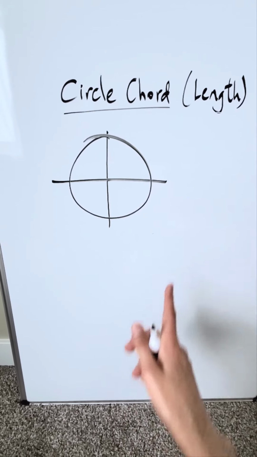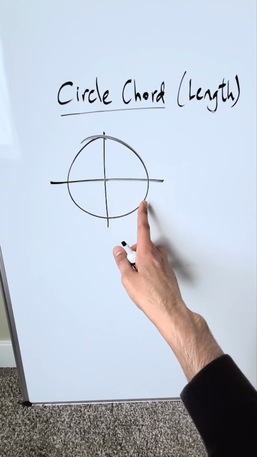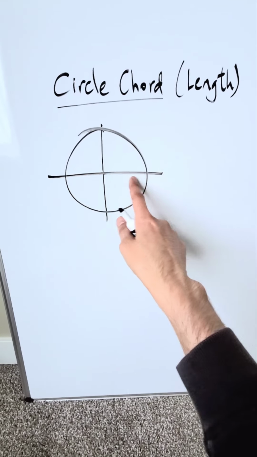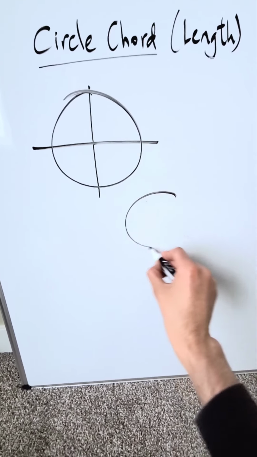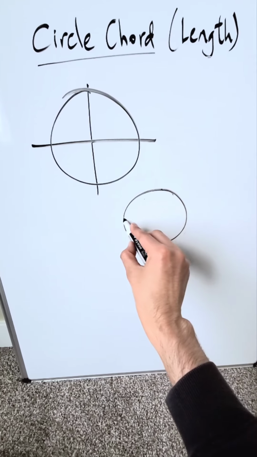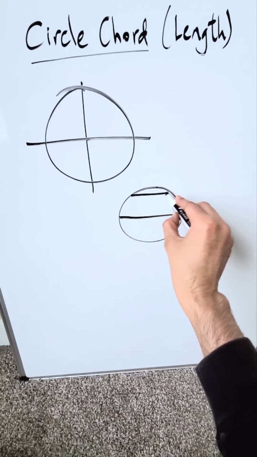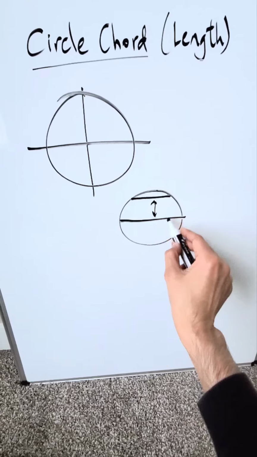What is a chord? It's a segment that goes from one side of your circle to the other side. A diameter is a chord. It's the largest, or the longest, chord in a circle. The focus here is on those chords which are parallel to your diameter. Here's your diameter. Here's another chord. These two chords are parallel to each other.